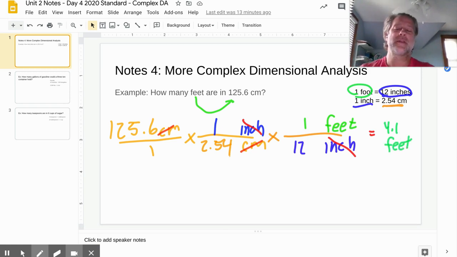Now, a couple of things I'd like to point out. First of all, you do have to show your work using dimensional analysis steps for problems like this, just like I showed you here. Secondly, we need to see your units all the way through. You can't just put 125.6 times 1 divided by 2.54 times 1 divided by 12 and get 4.1 and then magically write feet. That's not how it works at all. As a matter of fact, that's witchcraft, and none of us understand how that works.